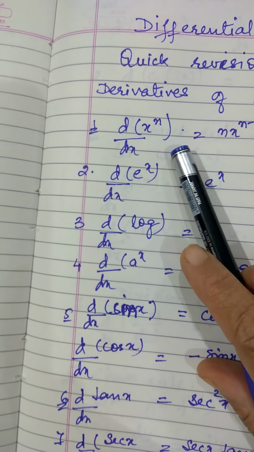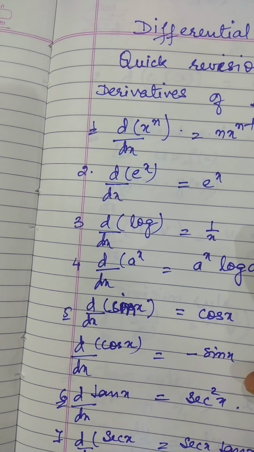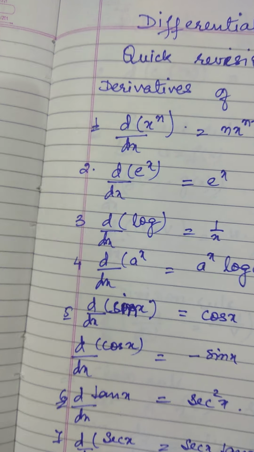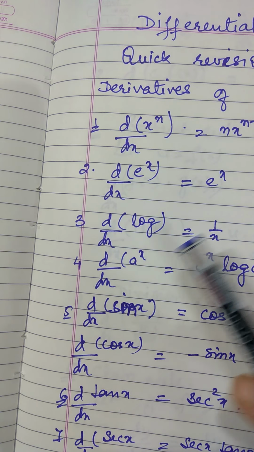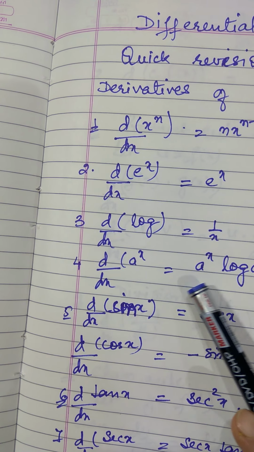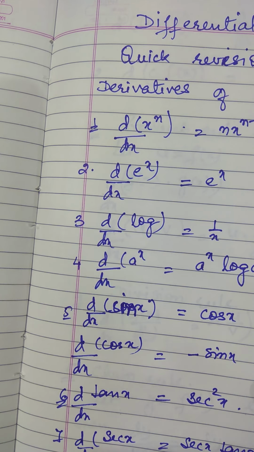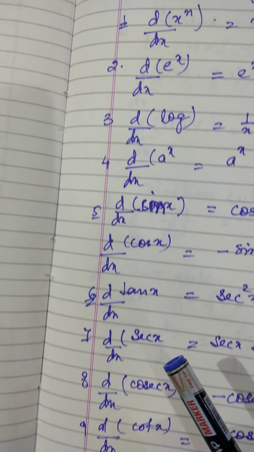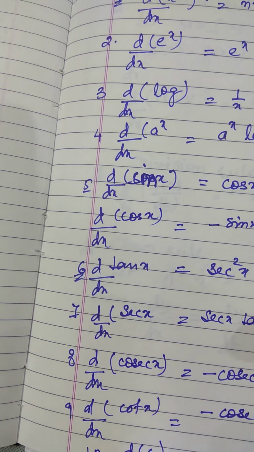Derivative of x raised to the power n is n x raised to the power n minus 1. Derivative of e raised to the power x is e raised to the power x. Derivative of log x is 1 upon x. Derivative of a raised to the power x is a raised to the power x log a. Derivative of sin x is cos x. Derivative of cos x is minus sin x.